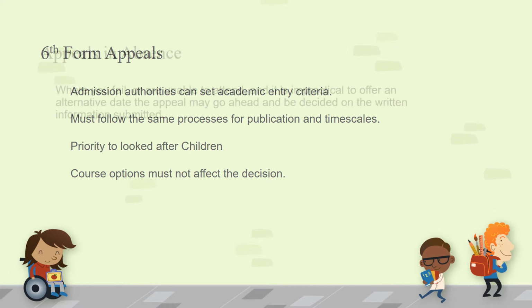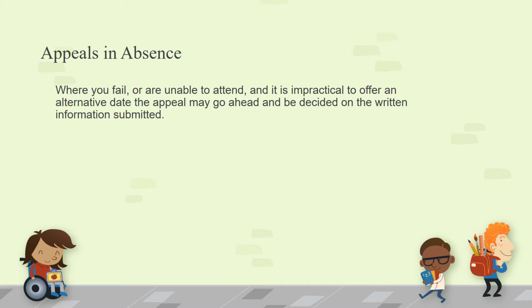Any meetings held to discuss options and courses must not form part of the decision process on whether to offer a place. An appeal in absence is one where you do not attend. This is simply where you fail, or are unable to attend, and it is impractical to offer an alternative date. The appeal may go ahead and be decided based on the written information you have submitted. The process will be the same and the panel will still hear the authority's case, review the documentation you have submitted and question the authority.